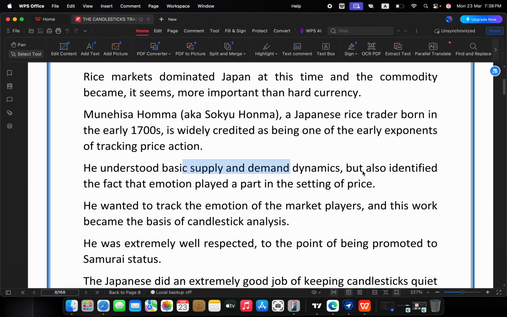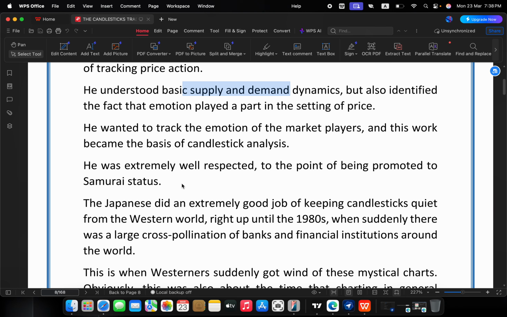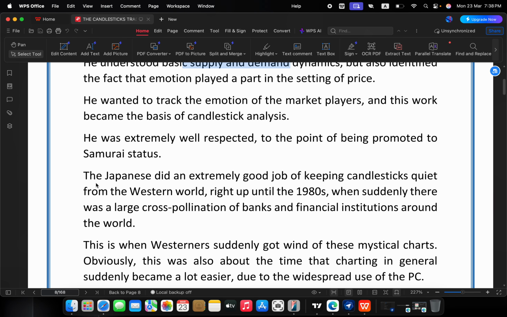He understood supply and demand dynamics, but also identified the fact that emotion played a part in the setting of price. He wanted to track the emotion of market players, and this work became the basis of candlestick analysis. He was extremely well respected, to the point of being promoted to samurai status.